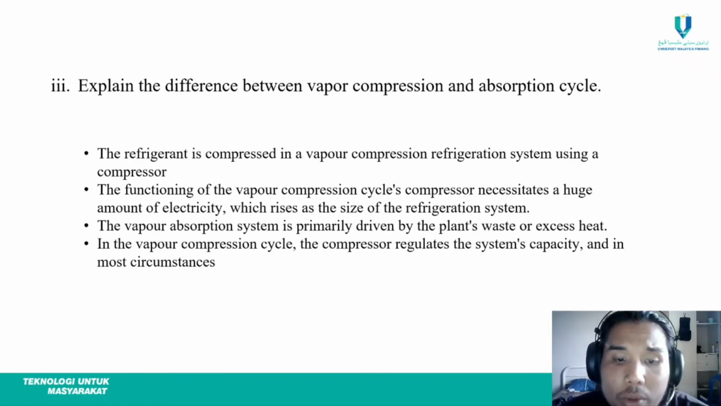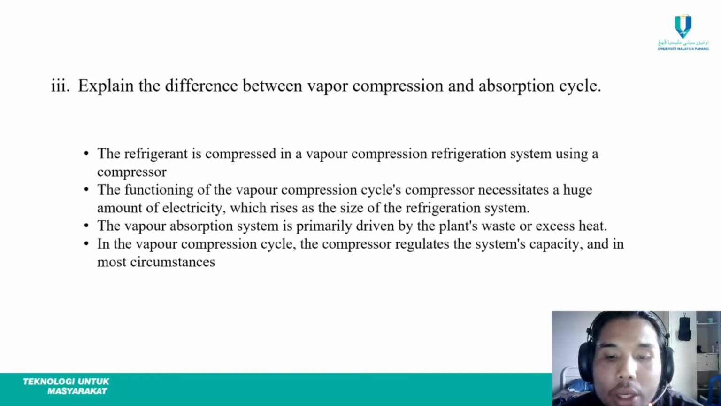The vapor absorption system is primarily driven by the plant's waste or excess heat. As a result, the boiler's extra steam may be utilized, or more steam can be created and combined with the available hot water. Waste heat from a diesel engine as well as hot water from a solar water heater may be utilized in the same way. In a vapor compression refrigeration system, the compressor can only be driven by electricity. No other energy sources can be utilized.